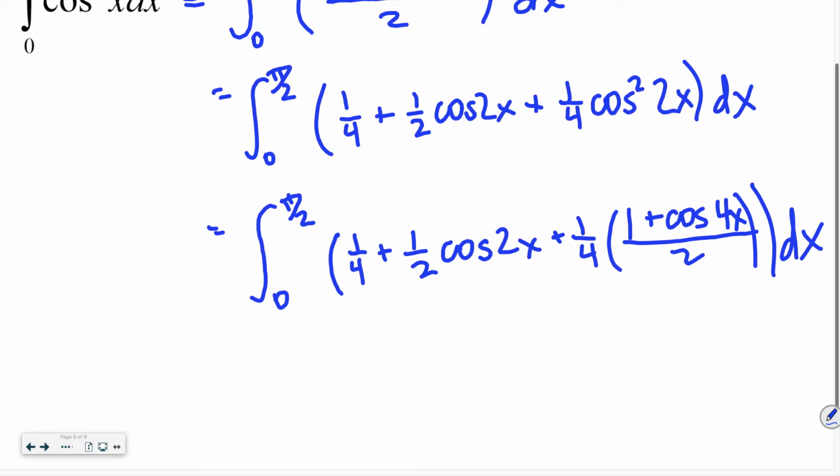Did we have to change it twice? I think I remember that from pre-cal, the double angle. Okay. Now we have cosines that only have a power of 1.